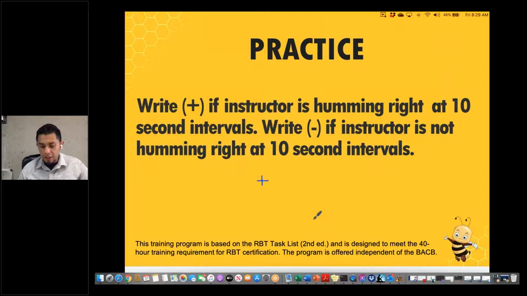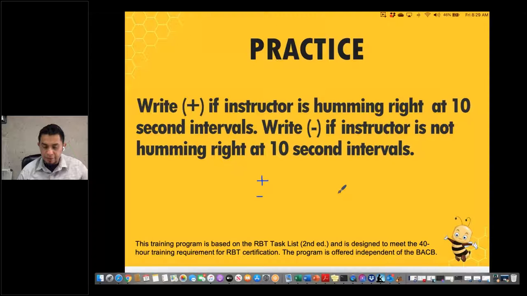Now I'm going to give you an example where I'm not humming at the 10 second mark. I got started now with the 10 seconds. All right, that would be a minus. So that's momentary time sampling for you. We're going to do a few trials together so you can get some more practice.